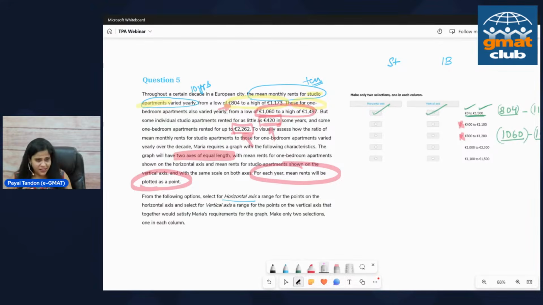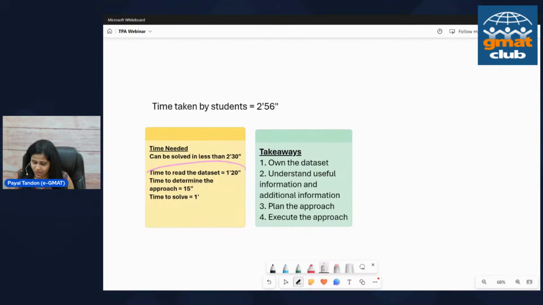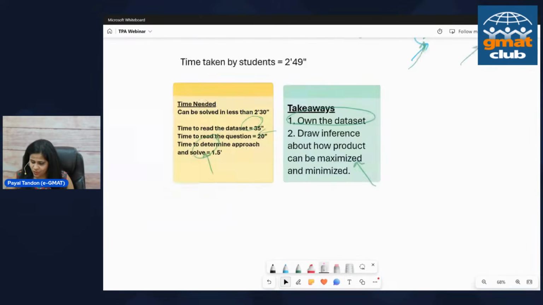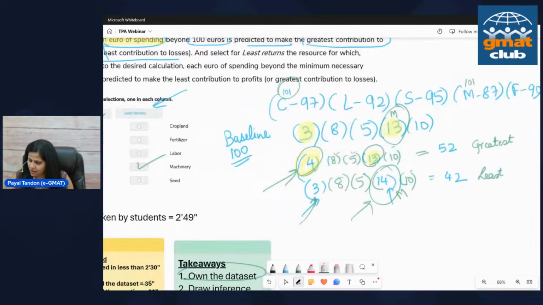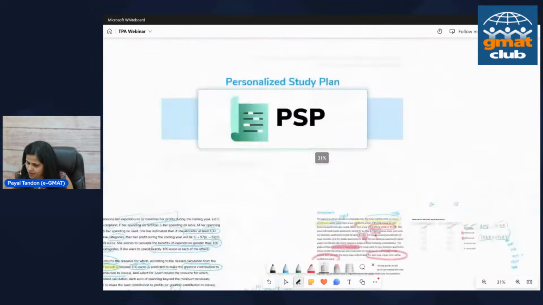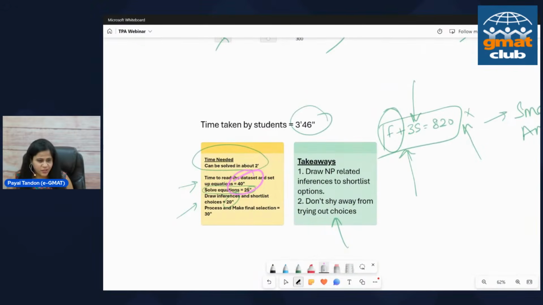Okay, read the data set. And that's the reason why it's important to understand that in some cases you really have to spend that kind of time. In this question, you have to spend 1 minute 20 seconds in just reading the data set, whereas in the other questions over here, we spent only 35 seconds reading the data set. Okay, whereas in the questions above, let's go back above. Over here also, reading the data set was just 40 seconds.